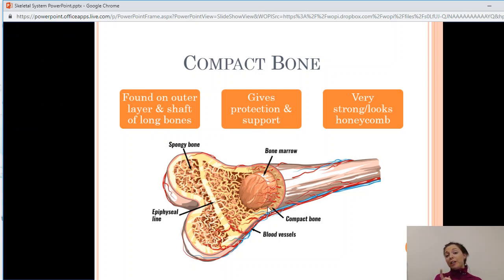That's why you never really hear of someone breaking their femur, which is the big thigh bone.